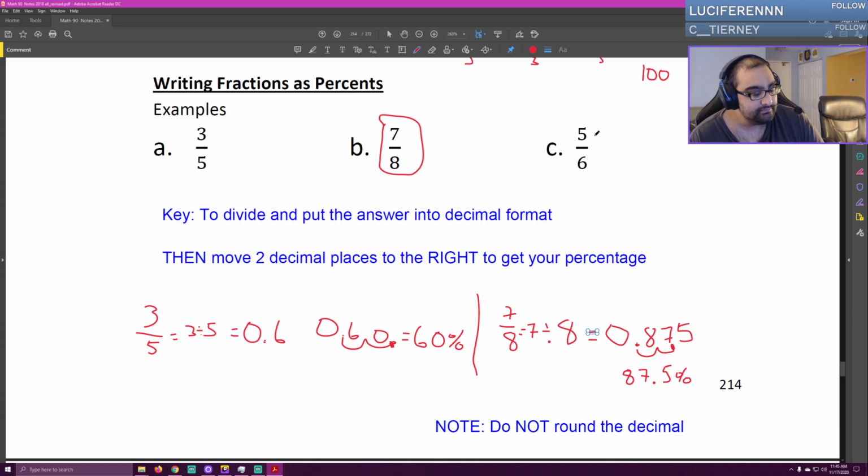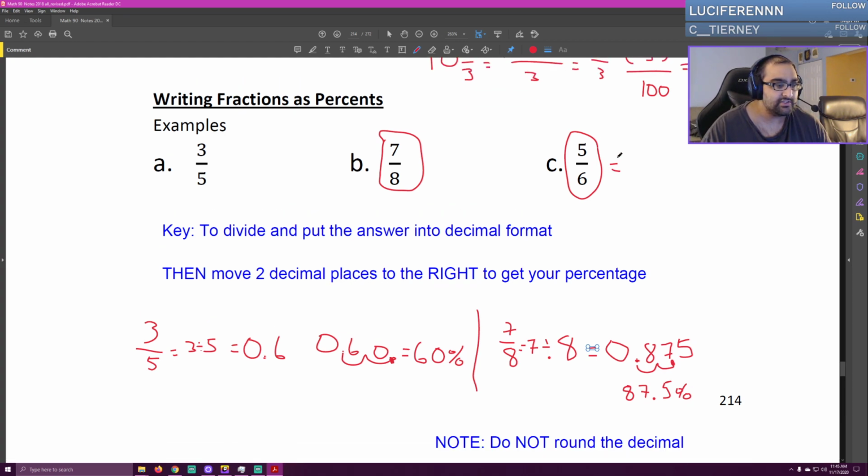All right. Let's try this last one here as well. What about 5 over 6? Let's find out what that is as a decimal here. What's that going to be? Going to get a pretty long decimal here, to be fair.